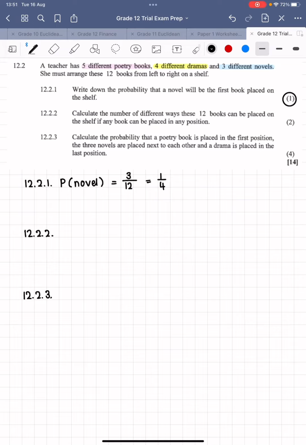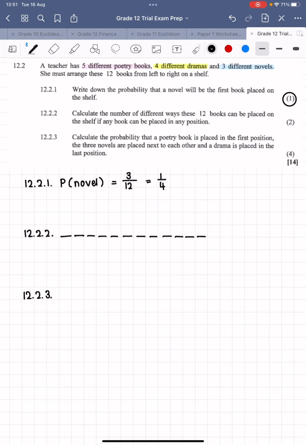The next question is asking us to calculate the number of different ways these 12 books can be placed on the shelf if any book can be placed in any position. Now guys, if you were to draw 12 lines, you probably don't have to do it, but if you're struggling with counting principle questions, I do suggest that you draw 12 lines. Now each line represents a spot on the shelf.